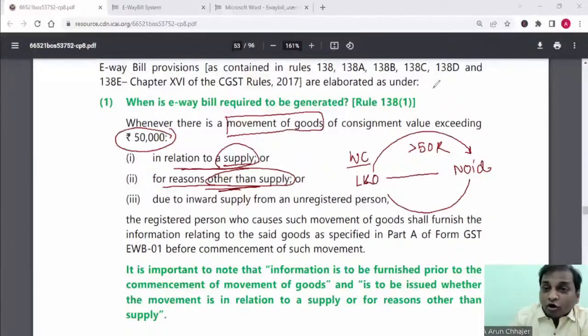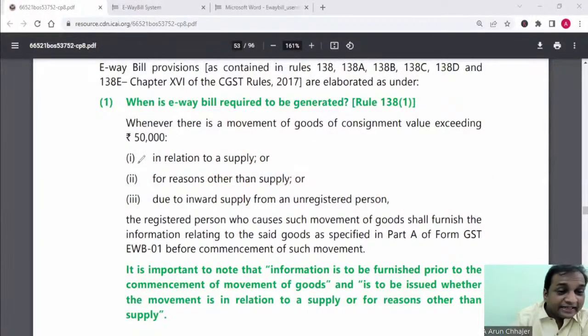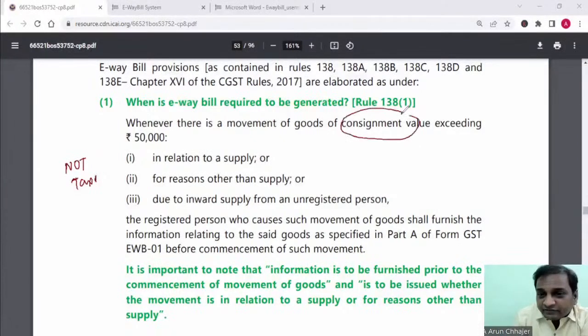Absolutely correct. All the participants have given the correct answer. Aggregate turnover will not include the taxes, but consignment value would be including taxes. One difference.